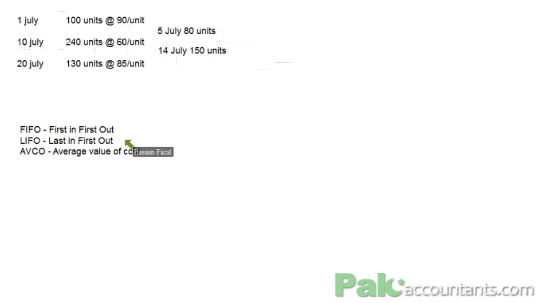So that means in LIFO, you will be charging for the latest goods first, and then once you have consumed that package and you still need to issue more units to the production hall, you will be going to the older packages you have bought. But in case of average value of cost, you will be taking the average of the costs, not specifically the rate of any particular package, and on the basis of that average cost, you will be charging the issuance or the goods issued to the production hall.